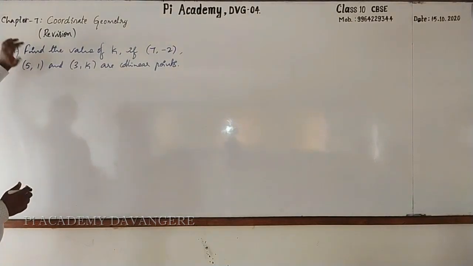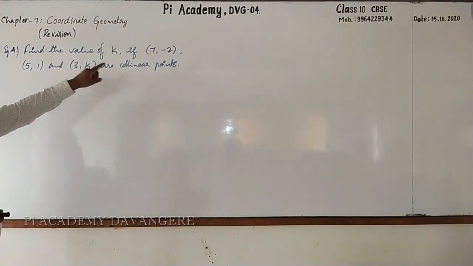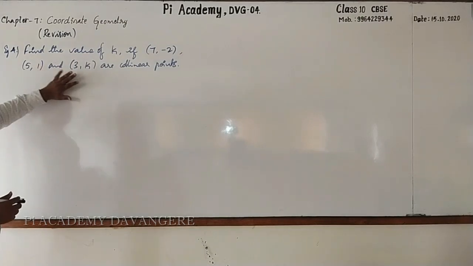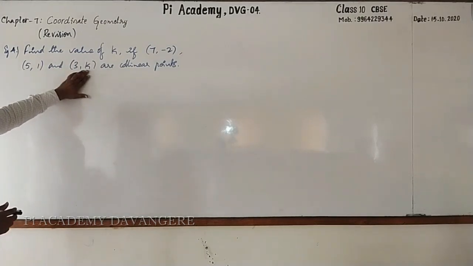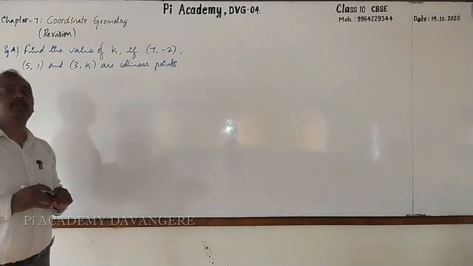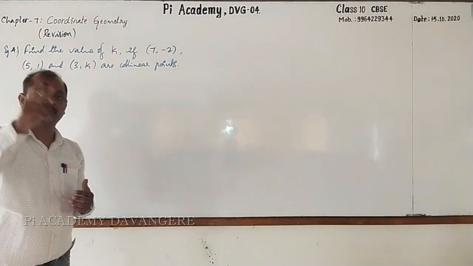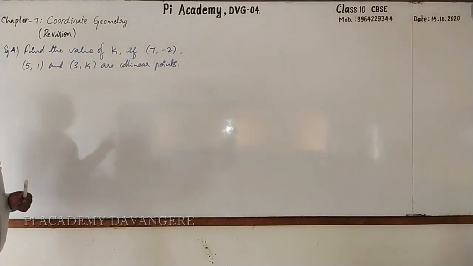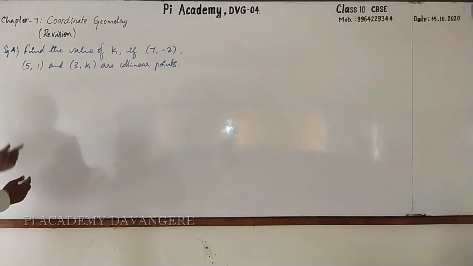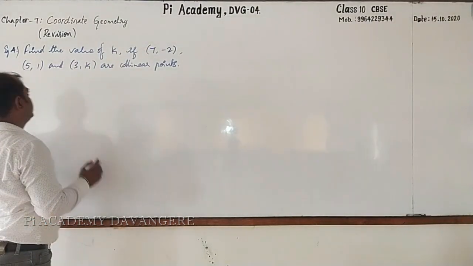Dear students, go through this. Fourth one and write. Find the value of k if (7, -2), (5, 1) and (3, k) are collinear points. They only are given. They are collinear points. If they are collinear points, what will be the area of the triangle? Very good. It will be 0, right? Hence, let's go for finding the area of the triangle by using these 3 points.